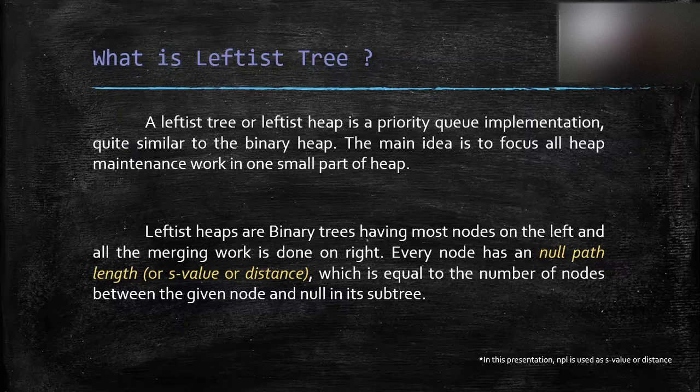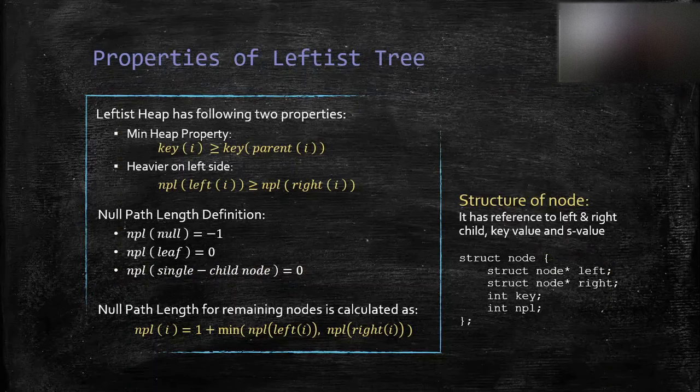for every node. The properties of a leftist tree. There are two basic properties for a leftist heap. The first is the min heap property: the key of a parent is less than or equal to the key of its children. And the NPL of the left child is greater than or equal to the NPL of the right child. That means the shortest distance between a node and null, that means there is nothing, is on its rightmost path.